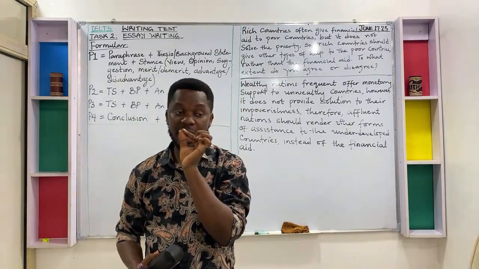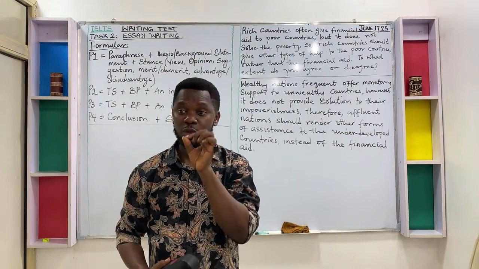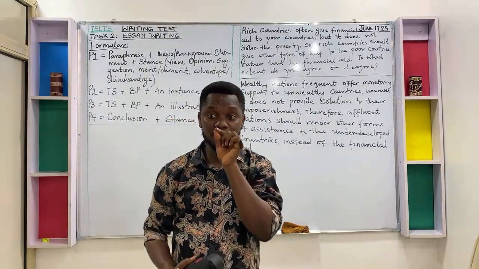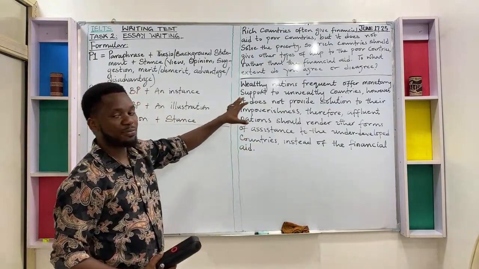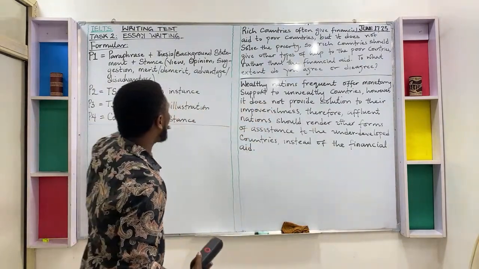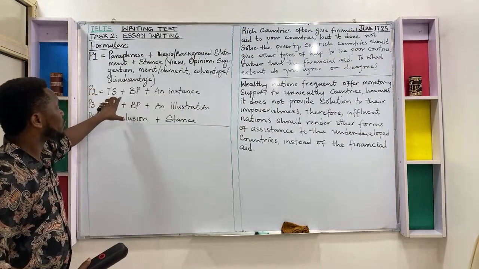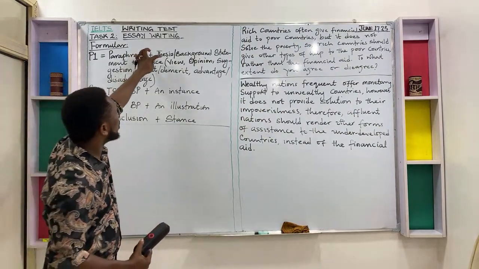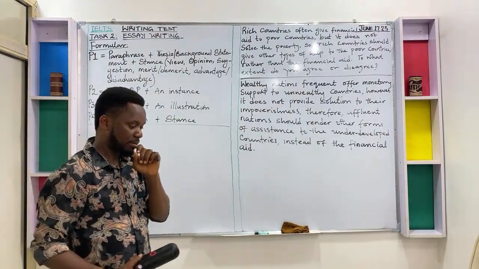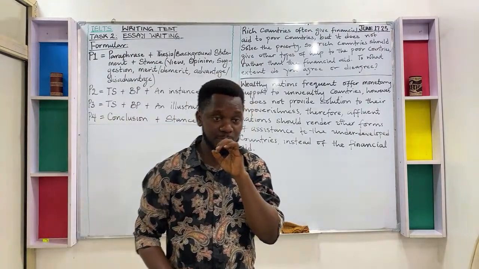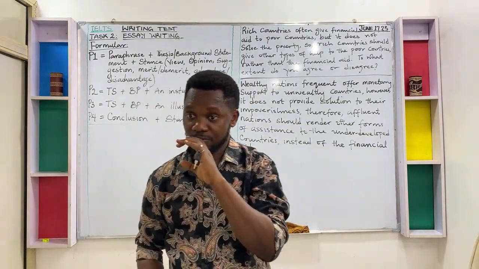It is a statement you make in writing that confirms to the examiner what you intend or what you will be doing in your essay. So after your paragraph 1, the examiner will now begin to look out for confirmation of what you have established that you will do in your paragraph 1. Do you understand what I'm saying? Is it clear?